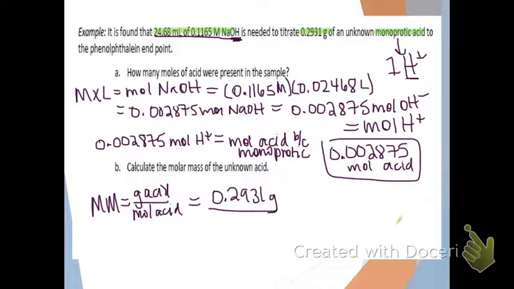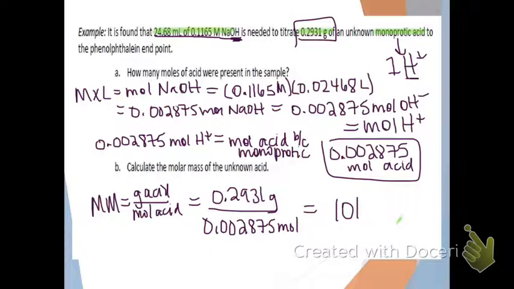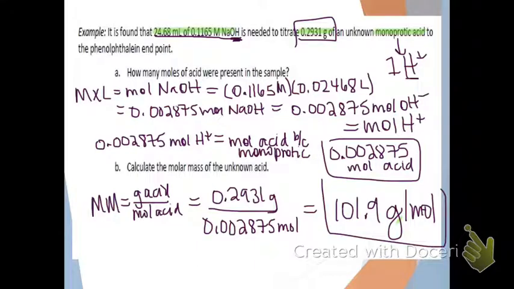The original narrative of the problem told us that we had 0.2931 grams of our monoprotic acid. In part A, from our titration information, we found that we had 0.002875 moles of acid in that sample. Divide these two and that gives us our molar mass of 101.9. Units for molar mass are always grams per mole, and we made sure we kept those 4 sig figs throughout this whole problem. So there's an example of titration. Again, the big point there: moles of acid is equal to our moles of base.